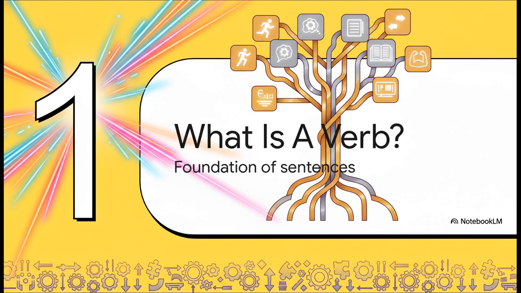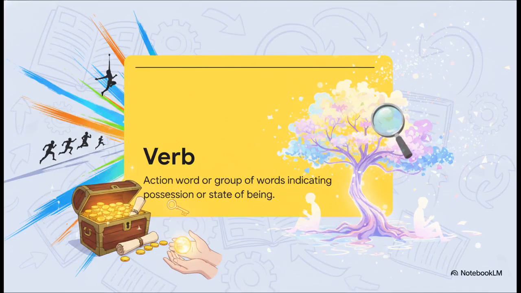Okay, section 1. What exactly is a verb? The foundation of every sentence. Look, we really need to broaden our understanding of a verb way beyond that simple grade school definition. Yes, obviously a verb is an action word. But for these advanced exams, you have to remember that a verb, or a group of words acting as a verb, is also used to indicate possession, like actually having something, or a critical state of being. It's not just physical actions, guys. It's existence itself. It's the whole shebang.